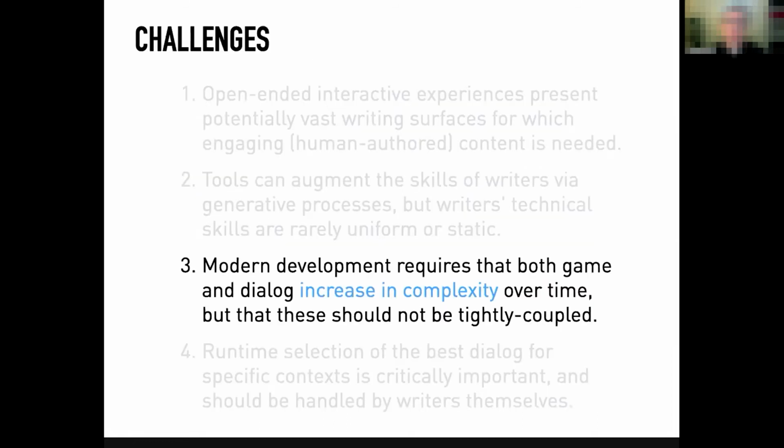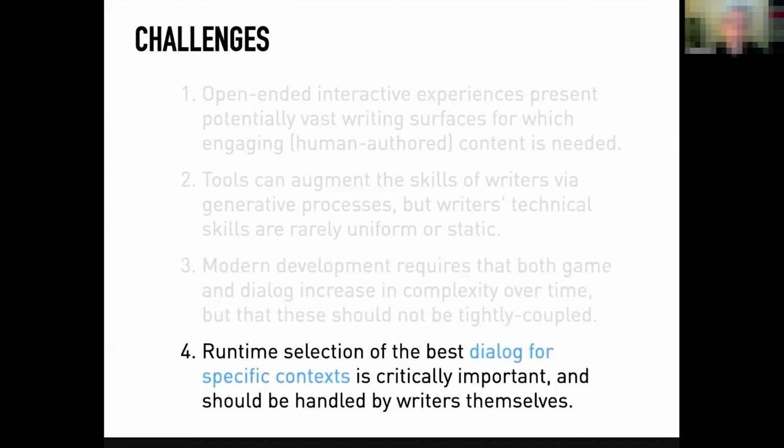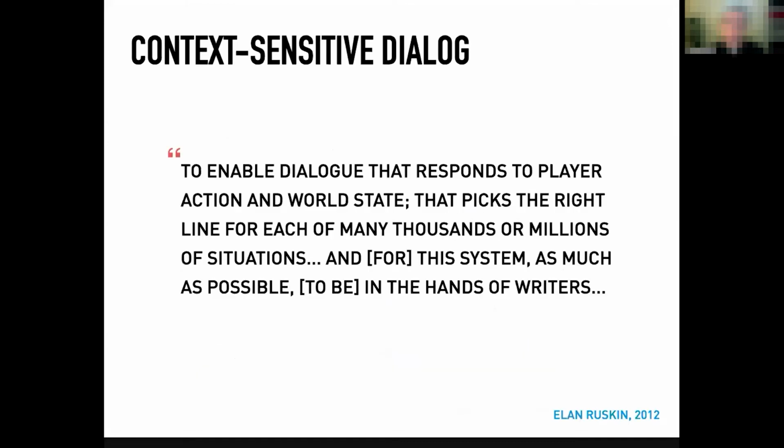Because the writing process is iterative, the textual content for a game is often also changing. So how can we decouple it from the game programming so that each can continue at its own pace, but still integrate as necessary? And finally, how do we efficiently find the best fragments of dialogue at runtime, or as Ruskin puts it, how to select the right line for each of many thousands or millions of situations, and how to let writers control the selection criteria.